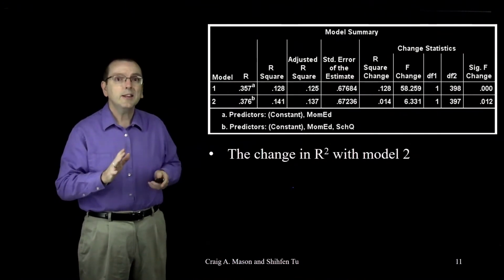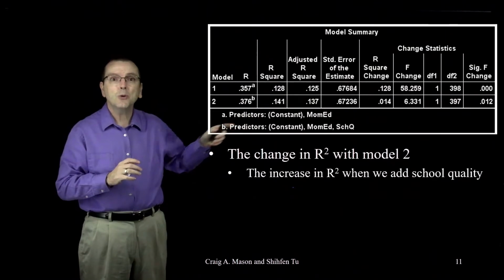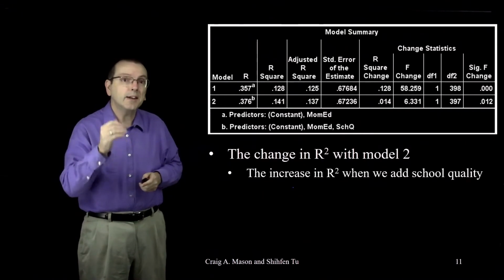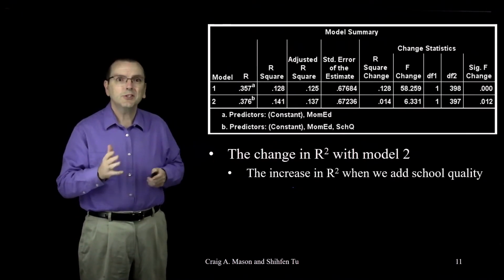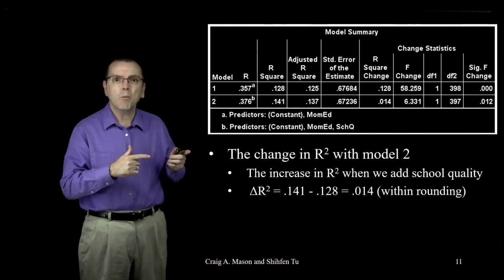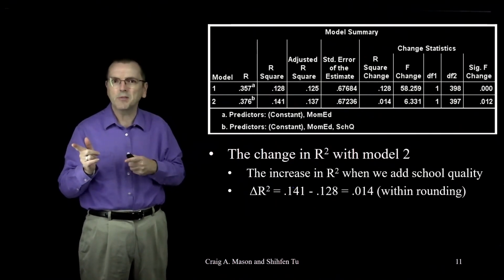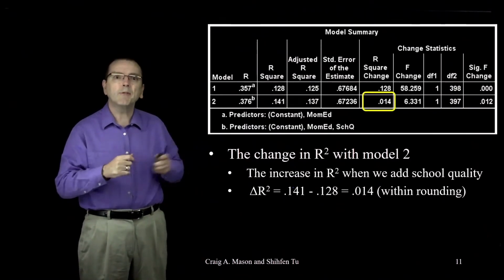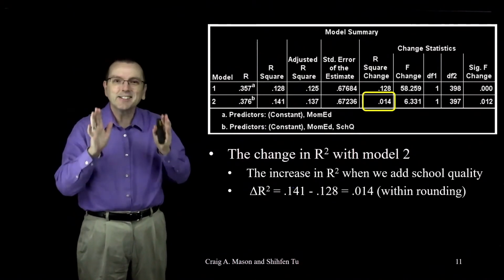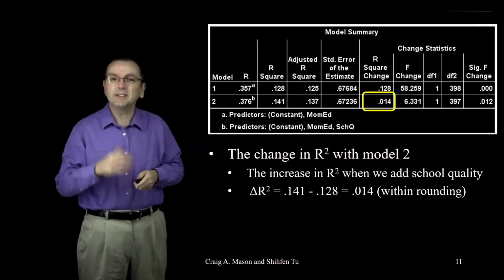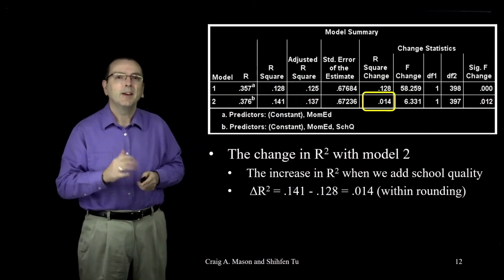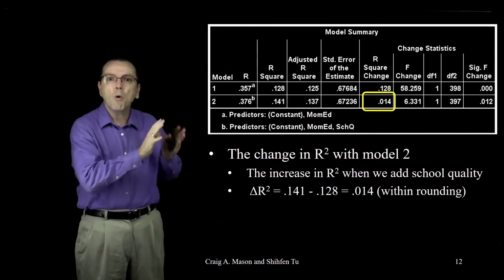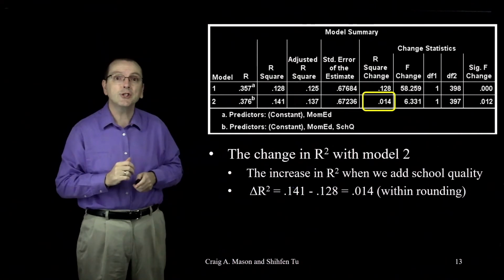So let's look at the change statistics, right? This shows the change in R-squared when we've added school quality, which is just our current R-squared at 0.141 minus the Model 1 R-squared of 0.128, or an R-squared change of 0.014. Trust me, that's correct if we reported more decimal places for our R-squareds. Now, in terms of variance, this is the unique effect of school quality controlling for mother's education.